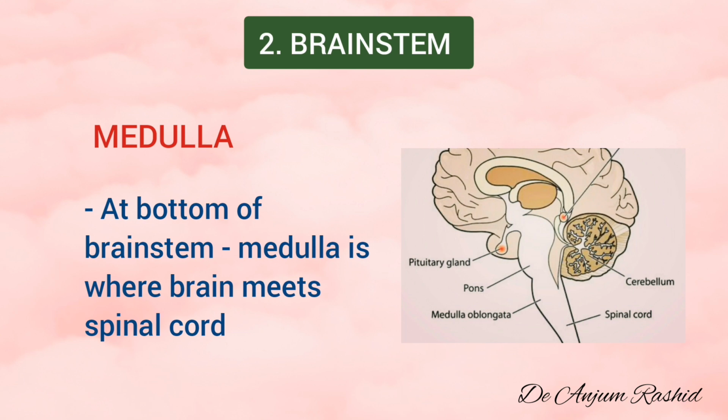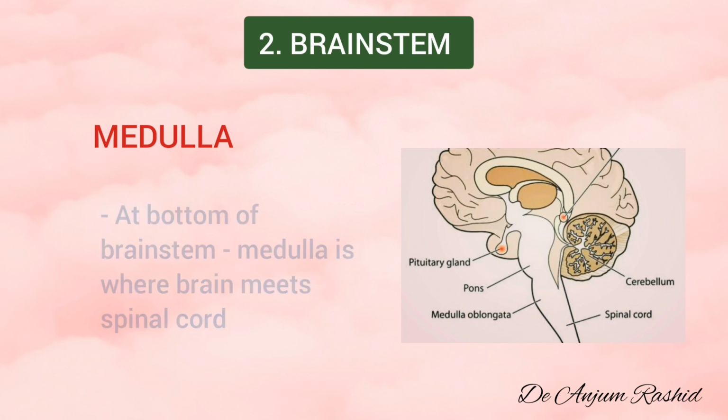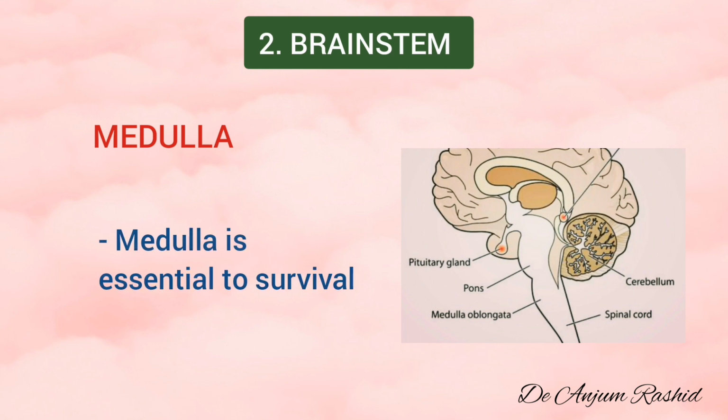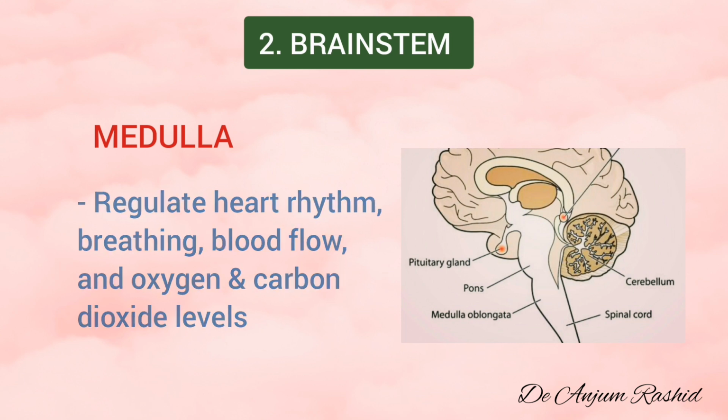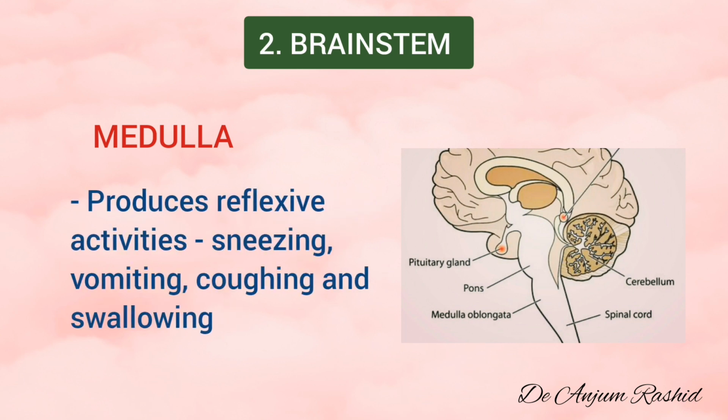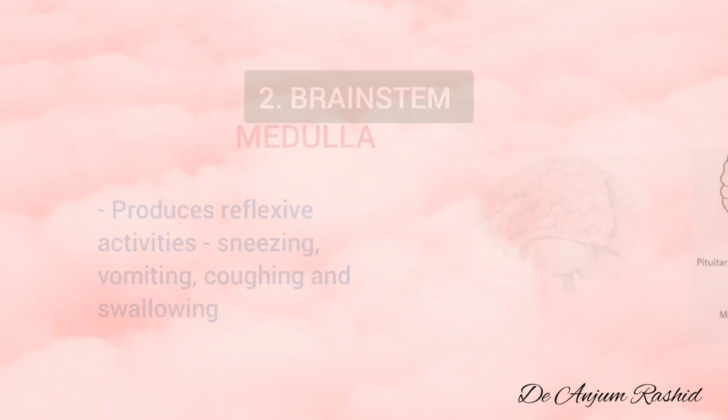Next, medulla. At the bottom of the brainstem, the medulla is where the brain meets the spinal cord. Medulla is essential to survival. Functions of the medulla regulate many body activities, including heart rhythm, breathing, blood flow, and oxygen and carbon dioxide levels. Now, the medulla produces reflexive activities such as sneezing, vomiting, coughing, and swallowing.